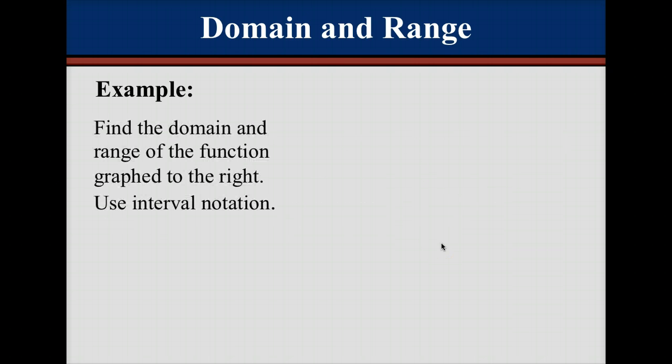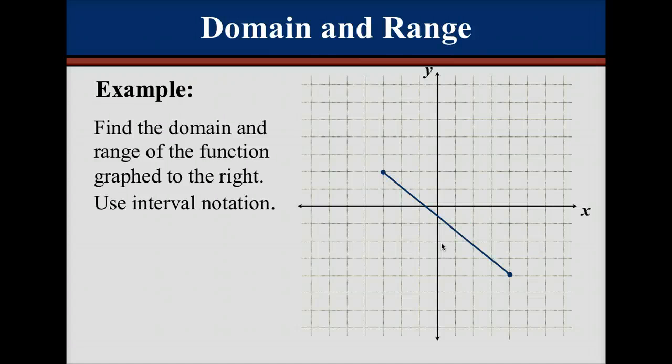Find the domain and range of the function that's graphed to the right using interval notation. Okay, so when we're talking about the domain, we're talking about the x. So on the x-axis, this goes from -3, and it's included, see the closed circle, to +4. 1, 2, 3, 4. This one's at +4. So the domain is from -3 inclusive to 4 inclusive. That's why we have the brackets.